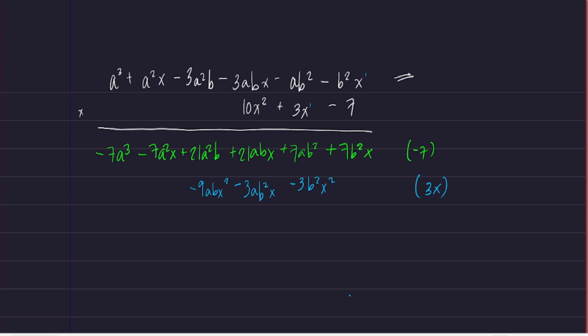Ayan. Then next, we have 3x times negative 3a squared b, and that will give us negative 9a squared bx. Next, meron tayong 3x times a squared x. So, pagdidikitin lang natin sila, and para silang positive, so this is plus 3a squared x squared. And lastly, we have 3x times a cube, which is positive 3a cube x.